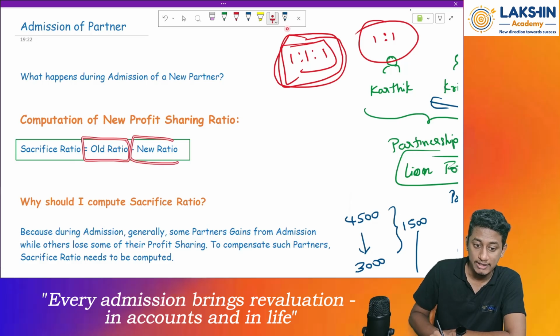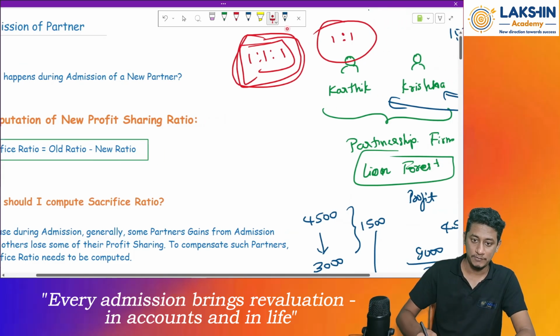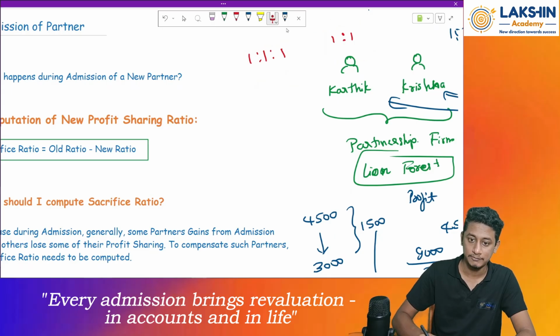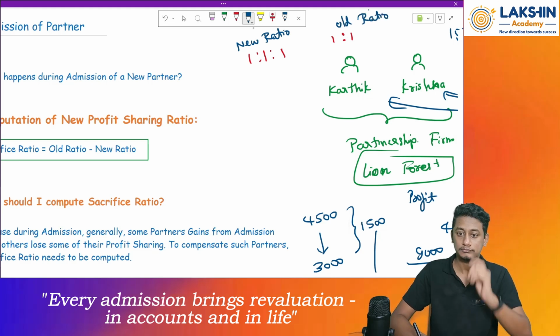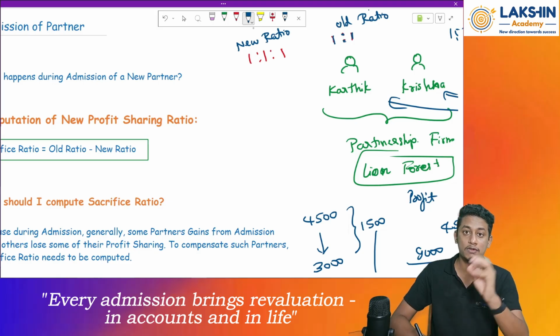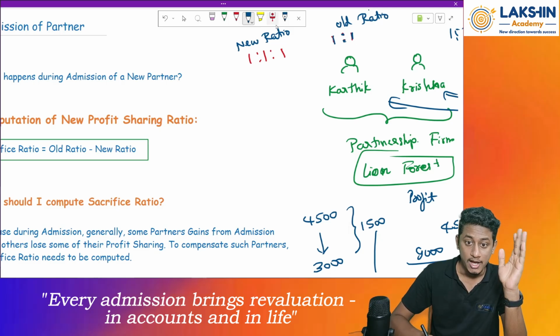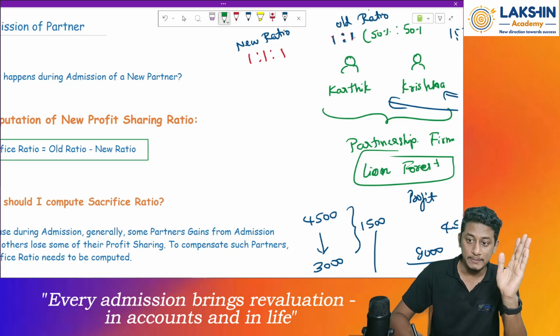Old ratio minus new ratio. Now why is this the formula? I will tell you why. Let's look at the same example once again. This is my new ratio and this is my old ratio. Now you tell me, how much does 1:1 mean in percentages? 50-50. This can also be written as 50% to 50%, an equal division.